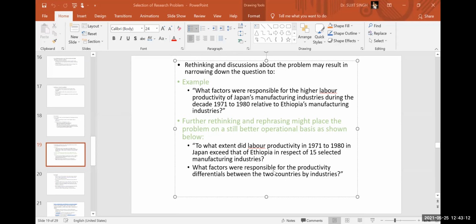This can be written in other language also, other rephrasing. Anything can be written in various ways. Like, to what extent did the labor productivity in 1971 to 1980 in Japan exceed that of Ethiopia in respect of the 15 selected industries? Now this becomes more specific.